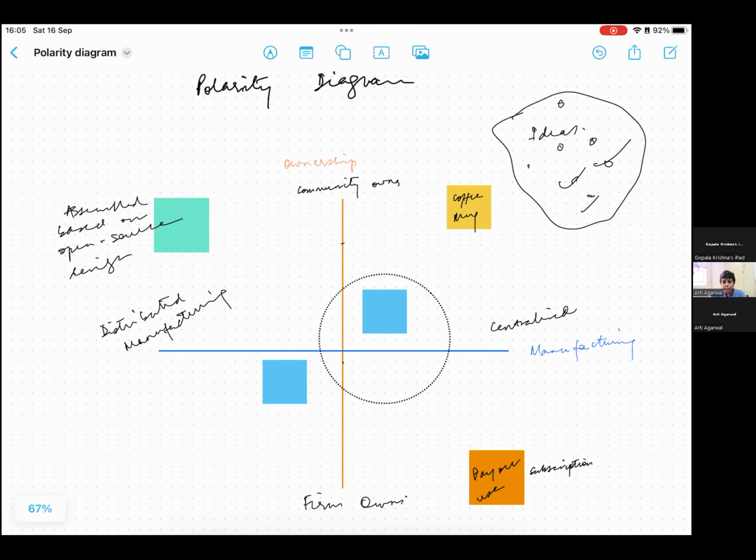Yeah. Madam, we can even add the other dimension, pay once or pay per use. Yeah. So I have just put these as some examples off the top of my head. You can use all ideas, whatever you want, on this. Okay, ma'am, got it.